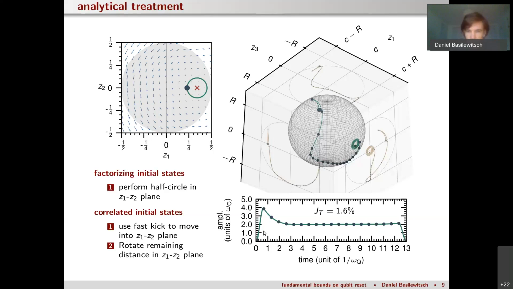And then what the optimized field that you can see here does, it performs a fast kick from here, more or less to the plane being equivalent to Z3 equal to 0, then going into resonance and performing a slow motion here to the state with the largest Z1 value. And since this initial kick is really fast, we have to overcome a distance which is less than half the circle. And therefore you can also see geometrically why the reset is faster with these kind of initial correlations.